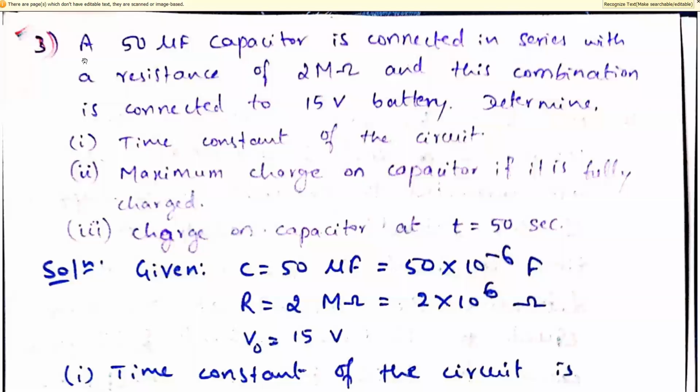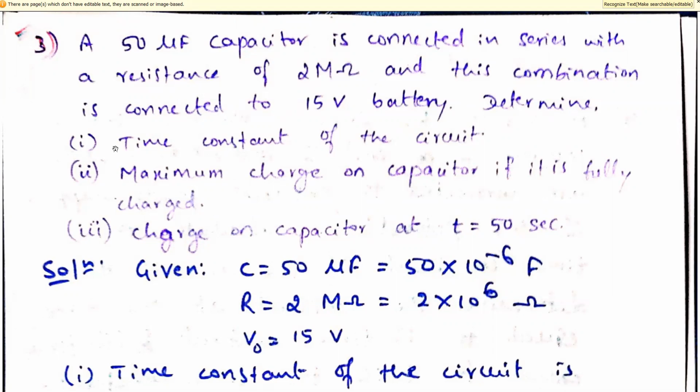Let's take this problem. A 50 microfarad capacitor is connected in series with a resistance of 2 mega ohm, and this combination is connected to a 15 volt battery. So this is a series RC circuit problem. A capacitor of 50 microfarad is connected in series with a resistance of 2 mega ohm. Mega means 10 to the power 6.